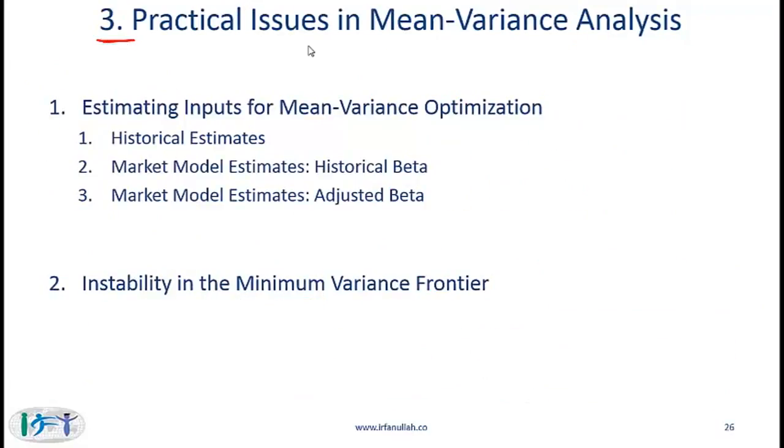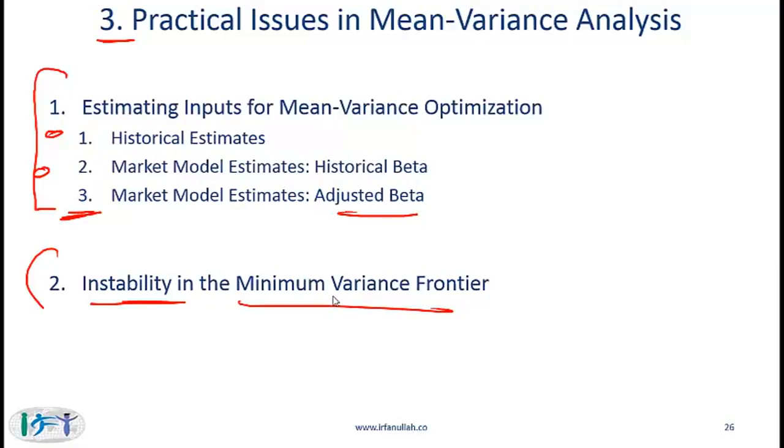We now come to section 3, practical issues in mean variance analysis. This has two subsections. The first has to do with estimating inputs for mean variance optimization. We look at historical estimates, and then we look at the market model estimates. Then over here, we will look at the adjusted beta, which is something you've actually seen before in equity. So it's the same concept. Then we look at instability in the minimum variance frontier.